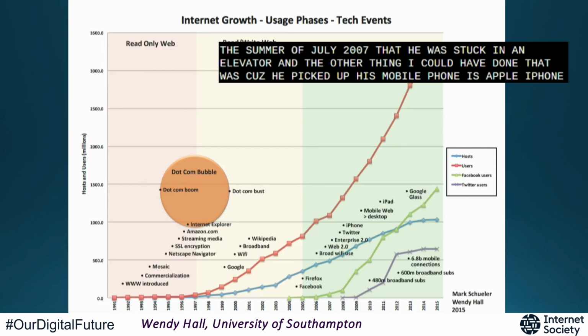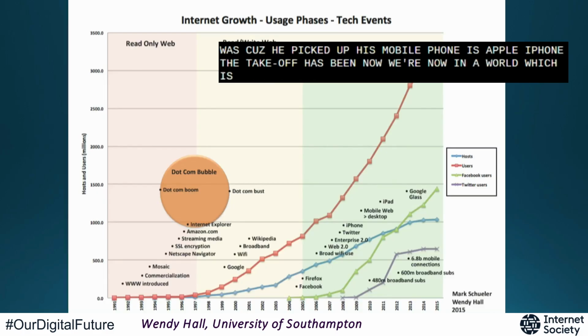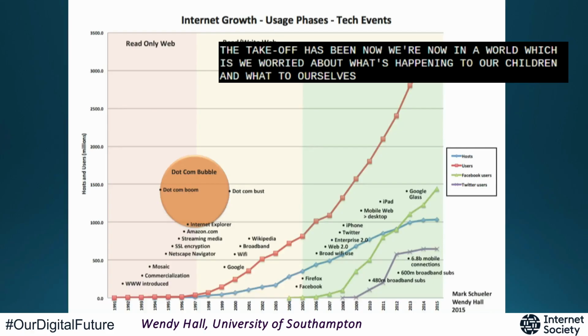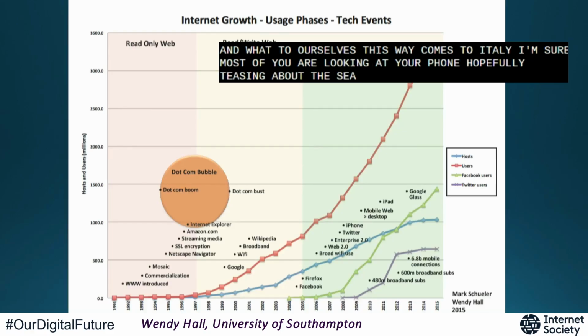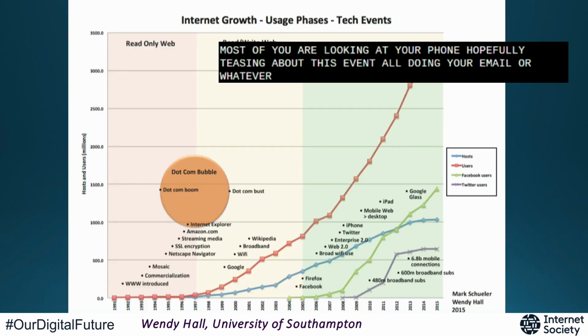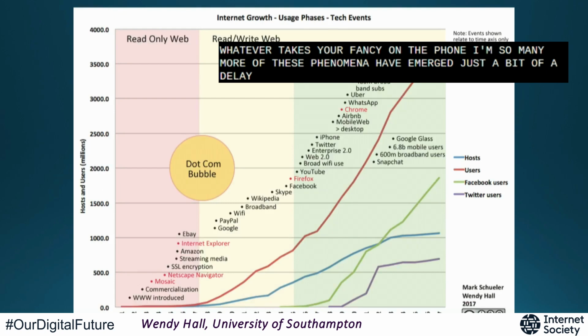And you see the takeoff as we're now in a world where we worry about what's happening to our children and to ourselves as we're constantly looking at our phones. I'm sure most of you are looking at your phone, hopefully tweeting about this event or doing your email or whatever takes your fancy. And so many more of these phenomena have emerged. There's a bit of a delay, a bit of a latency. Here we are. It gets a bit complicated at that point. So many other things have emerged.